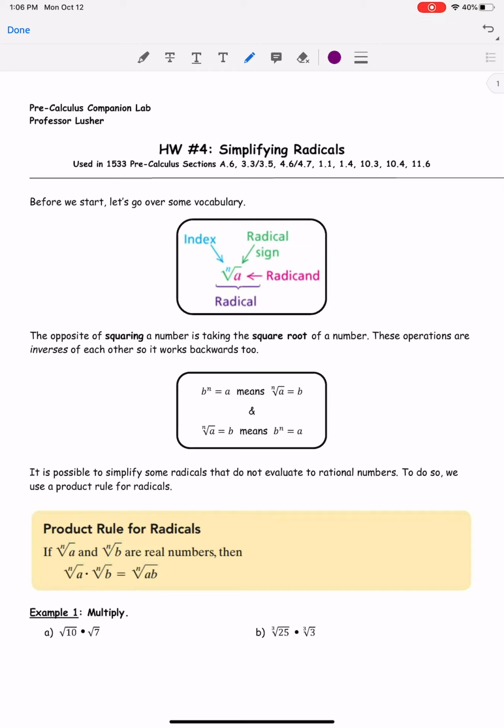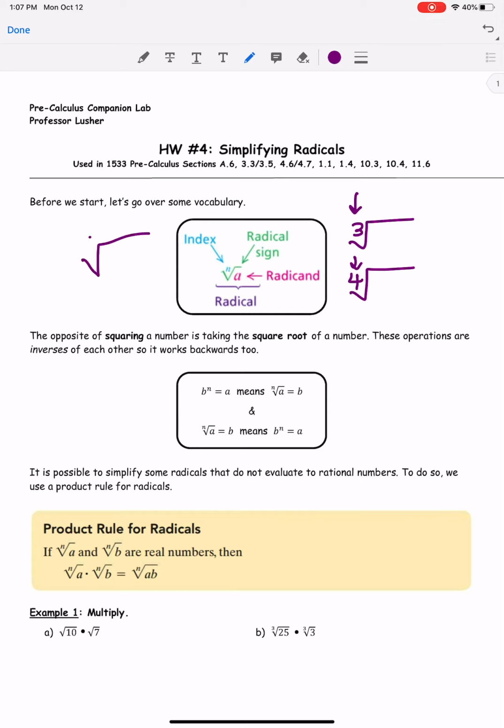Before we go over simplifying radicals, we need to go over some vocabulary first. We're going to be talking about the index a little bit, but we're really going to be talking about the radicand. Your index is whatever number is on the outside of your radical. For example, if you have a cubic root, your index is a 3. If you have the fourth root, your index is the 4. We're going to be only focusing on square roots.